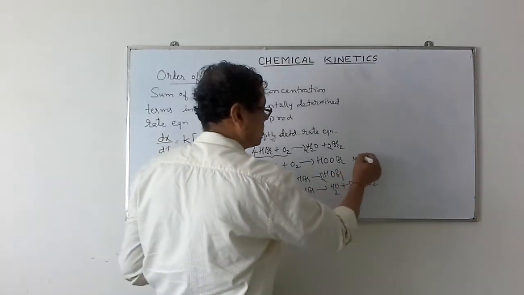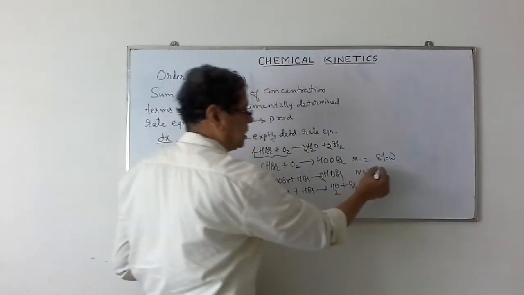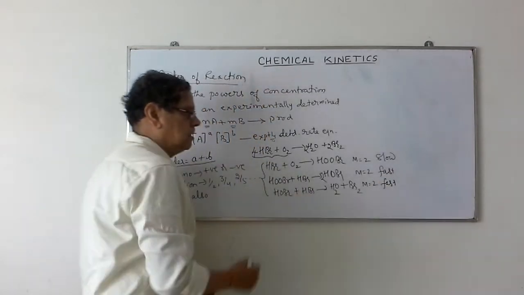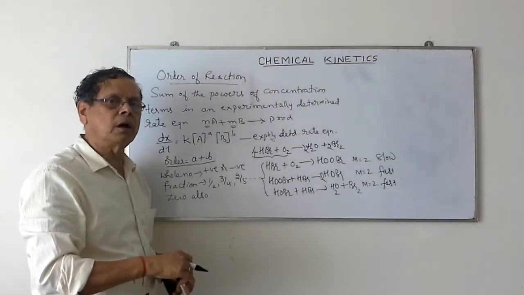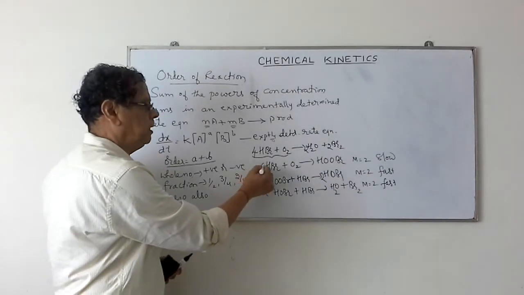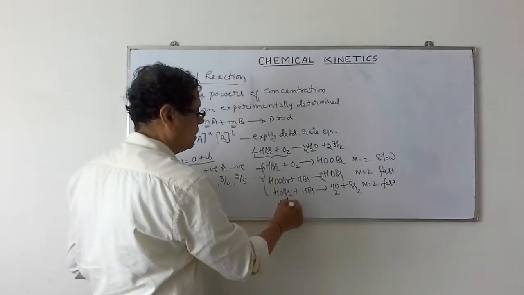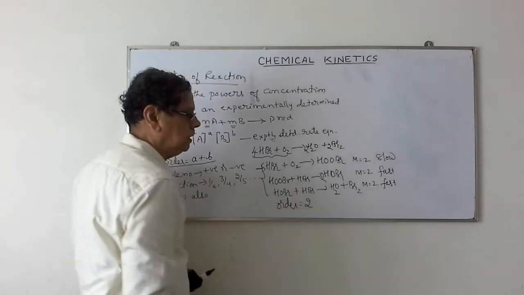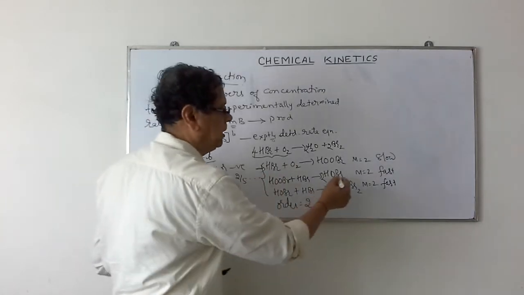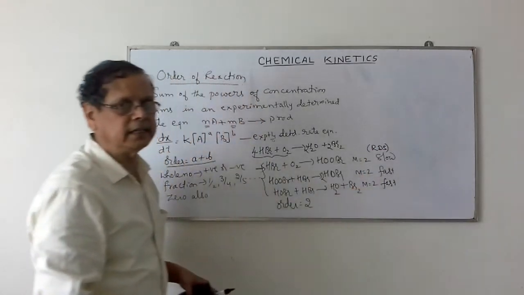Assume that the first step is the slowest step. The remaining two steps will be fast, since the slowest step will determine the overall rate of the reaction. So we have to determine the order of the reaction only for the slowest step. For such a reaction, order is equal to 2. So it depends on the slowest step, which is called the rate determining step. This slowest step is also named the RDS, rate determining step.